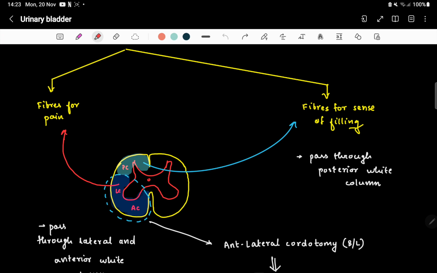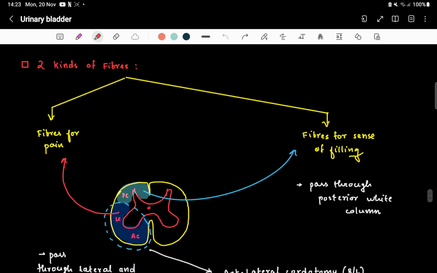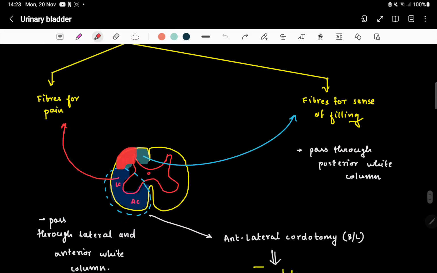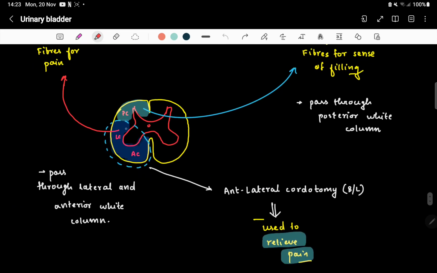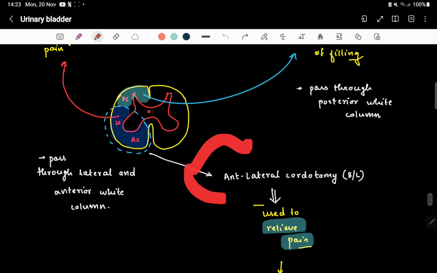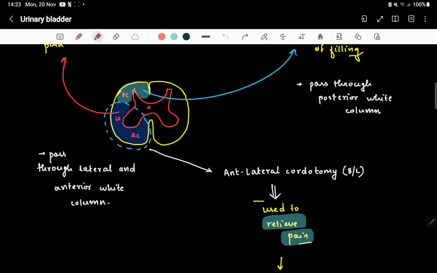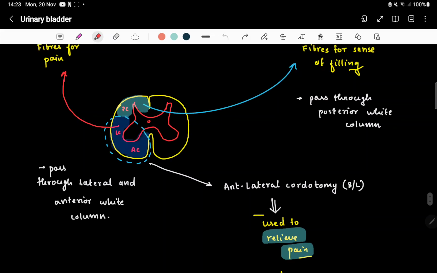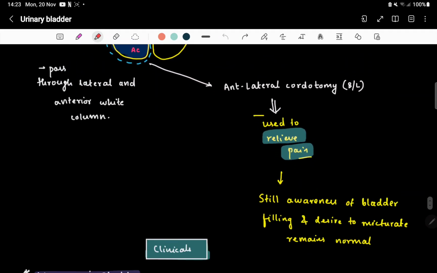These fibers for the sense of filling pass through the posterior white column. And these fibers for pain pass through the lateral and anterior white column. If there is an anterolateral cordotomy, that is, this part is removed, it is used to relieve pain, as the pain can't pass. Now this pathway for pain is relieved.